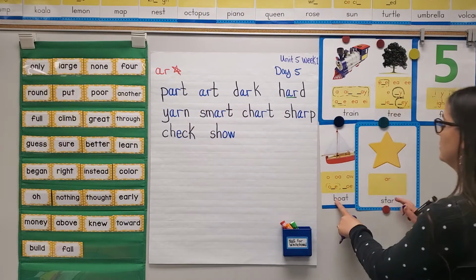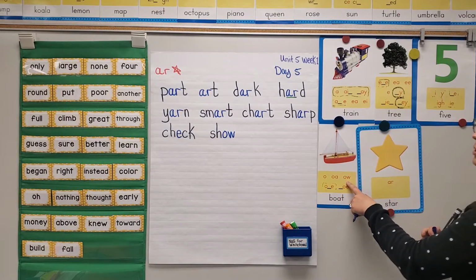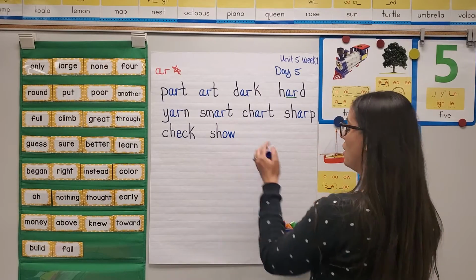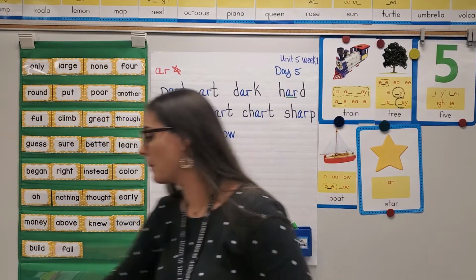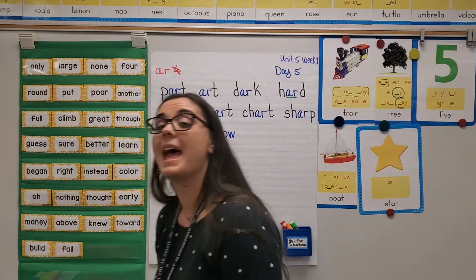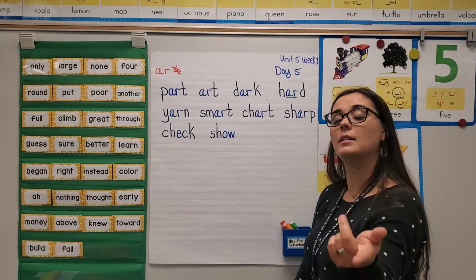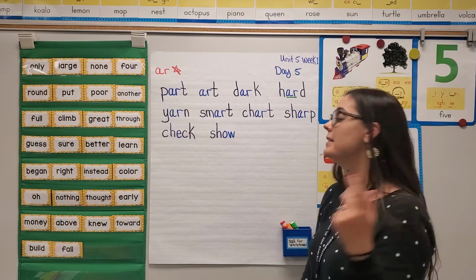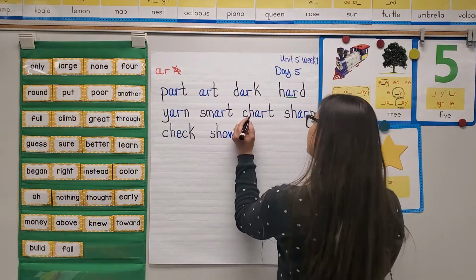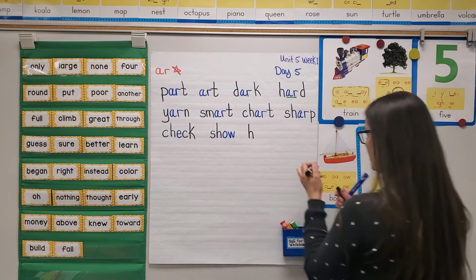And OW. It's a way to spell that long O sound. Sh, O, show. Head, your turn. Ha, da, head. H says ha.